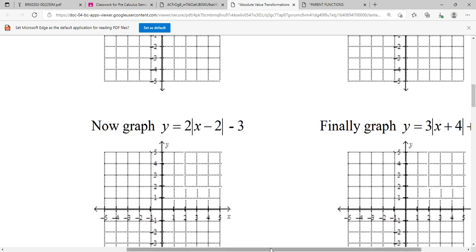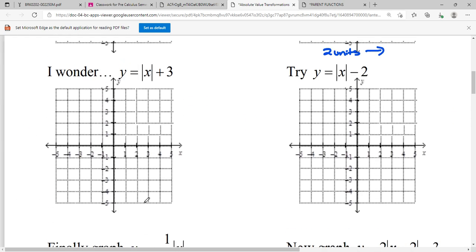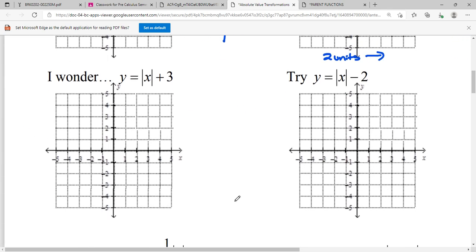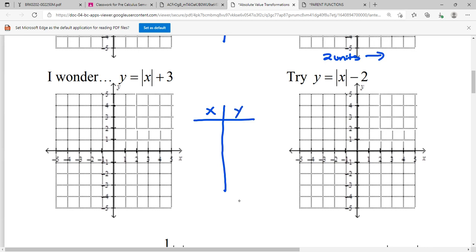All right, let's try a couple more. This one, we're going to make an X and Y chart right here. Okay, so if x is 0, 0 plus 3 would be 3. X is 0, y is 3. If it was 2, 2 plus 3 would be 5. So X is 2, Y will be 5. That's all the way up there.